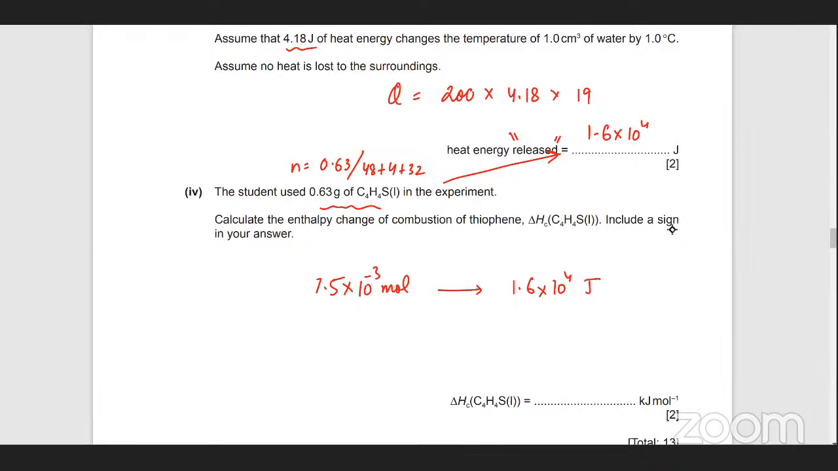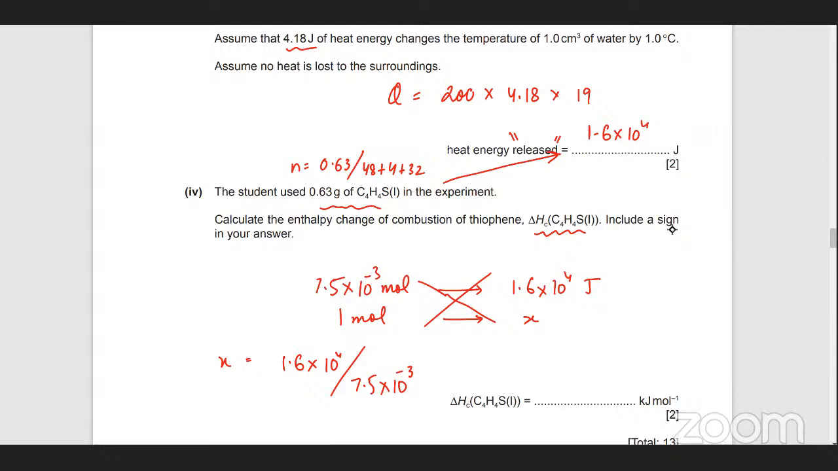तो the enthalpy change of combustion is for 1 mole. तो उस हिसाब से रेशो लगाओ कि 1 मोल होता तो फिर कितनी एनर्जी प्रोड्यूस होती है. तो put that as x. क्या करना है आपने? It's going to be 1.6 times 10 power 4 divided by 7.5 times 10 power minus 3. What are we getting? 2.1 into 10 raised to power 6. कितना? 2.1 into 10 raised to power 6.